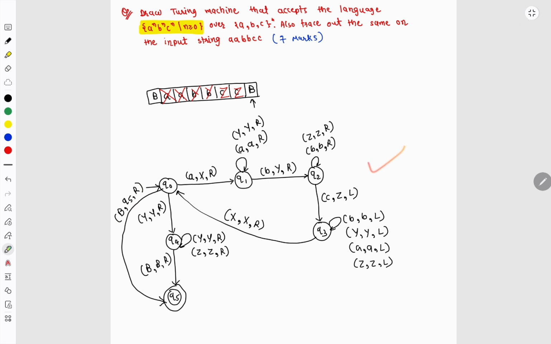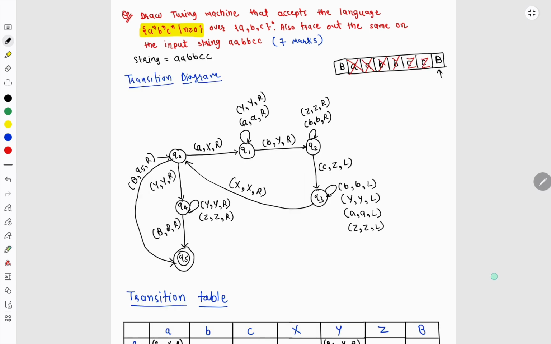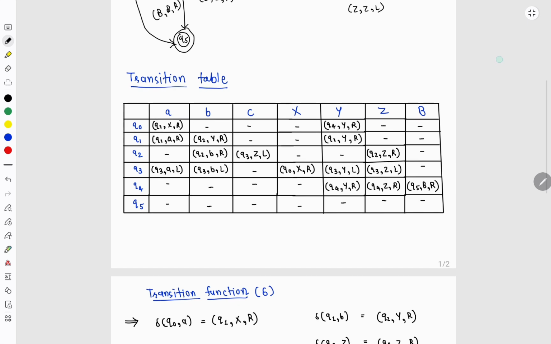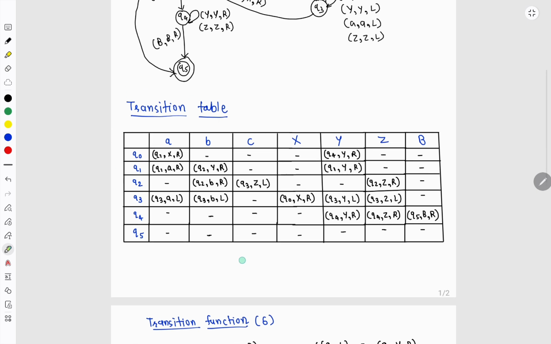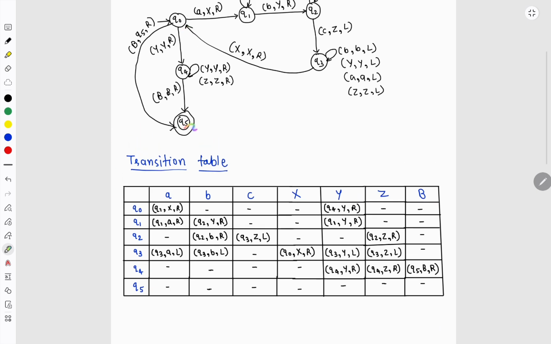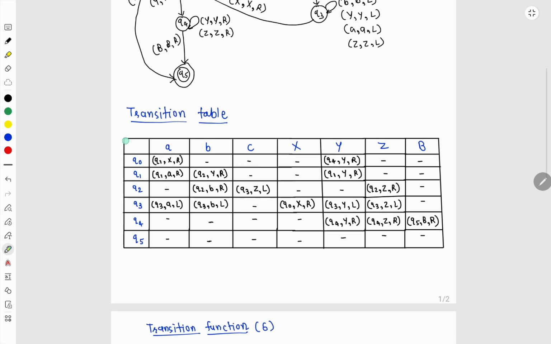This is called the transition diagram for this Turing machine. But as this question asks for 7 marks, we need to write the transition table. We need to write the transition function for this question. Like this, you need to draw the transition table: A, B, C, corresponding X, Y, Z and blank space, and here the used states. In our example, from Q0 to Q5, these are all the states.